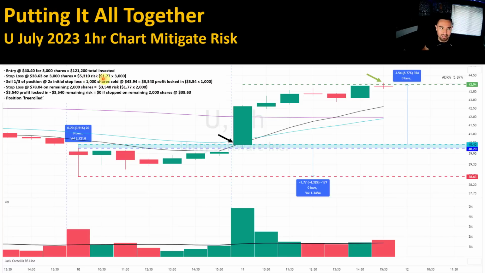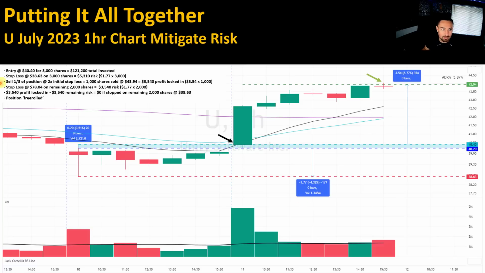$5,310 worth of risk. Why? It's $1.77 times 3,000, we're getting there. So 1/3 of the position at 2 times the initial stop loss: 1,000 shares sold at 43.94 equals $3,540 profit locked in. Why? Because we just sold in here, 1,000 shares at a $3.54 profit. Makes sense? Which is 2 times the $1.77.